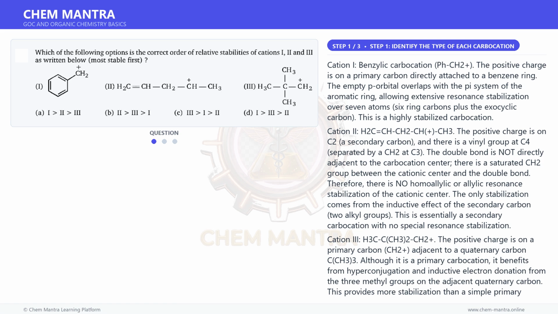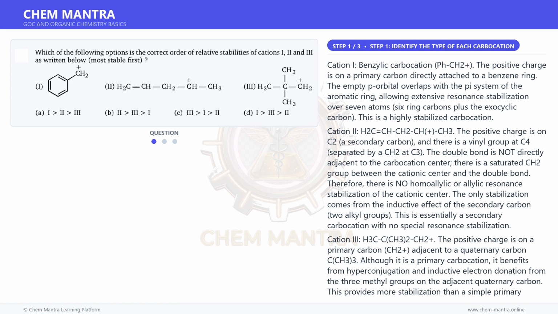Cation II, H2C=CH-CH2-CH+-CH3. The positive charge is on C2, a secondary carbon, and there is a vinyl group at C4, separated by a CH2 at C3. The double bond is not directly adjacent to the carbocation center. There is a saturated CH2 group between the cationic center and the double bond. Therefore, there is no homoallyl or allylic resonance stabilization of the cationic center.